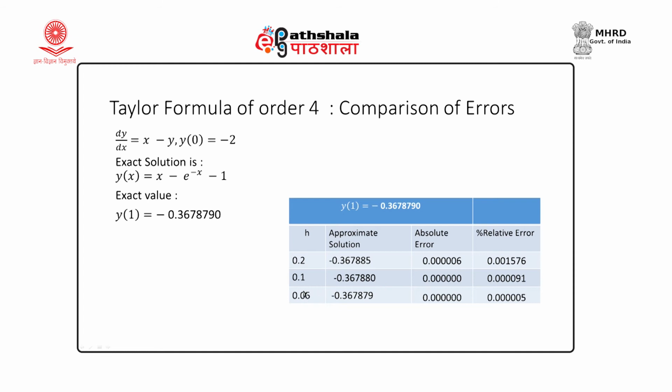So, if we compare this Taylor series formula for order 4 for different step sizes, for 0.2 the error is 0.000006, for 0.1 there is no absolute error, and for 0.05 also no absolute error. More digits are retained, and that is why you are getting these figures. For display purposes, we are only displaying 6 decimal places. So, up to 6 decimal places there is no error, and these figures you are getting because we are using more digits in the calculation. Otherwise, if we use only these 6 figures, the percentage error will also come out to be 0.